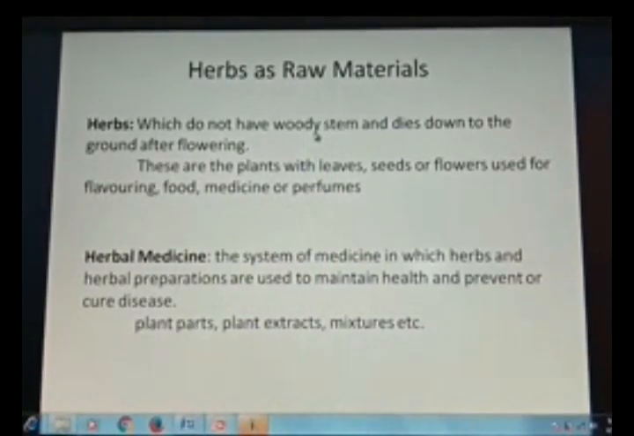Now, what is herbal medicine? This is the system of medicine in which exclusively herbs and herbal preparations are used to maintain health and prevent or cure diseases, which includes any plant part. It can be leaves, roots, stem, fruits, flowers, bark, any plant extracts or any plant mixtures, preparations.